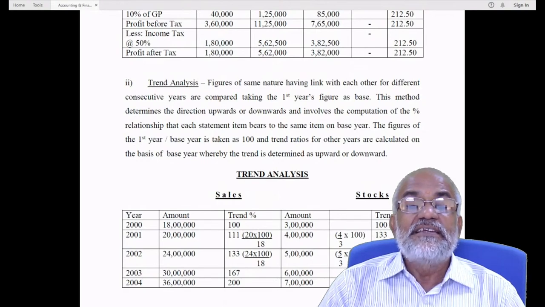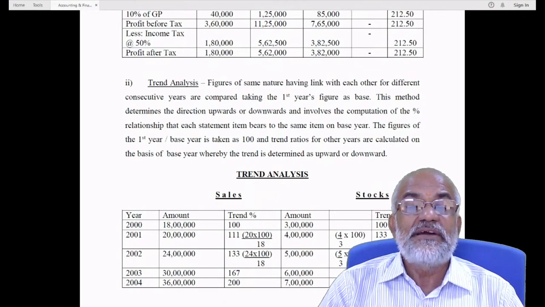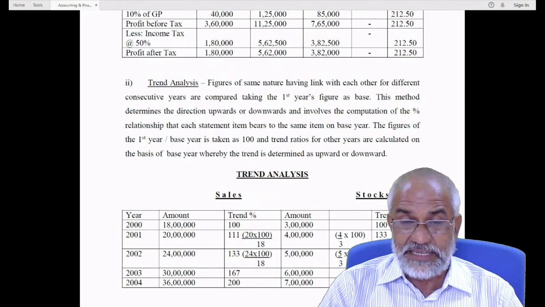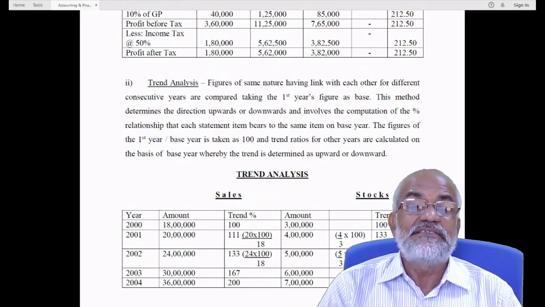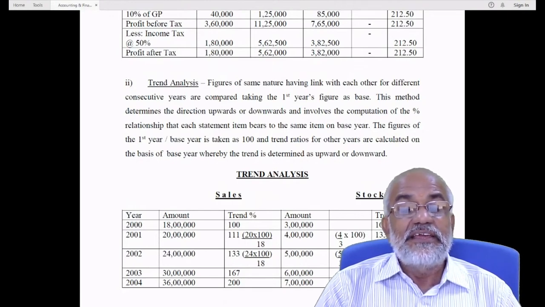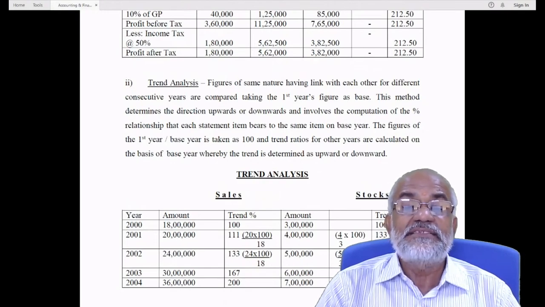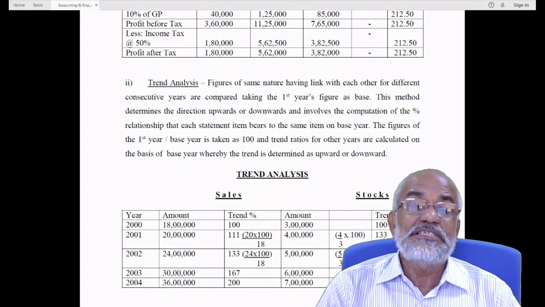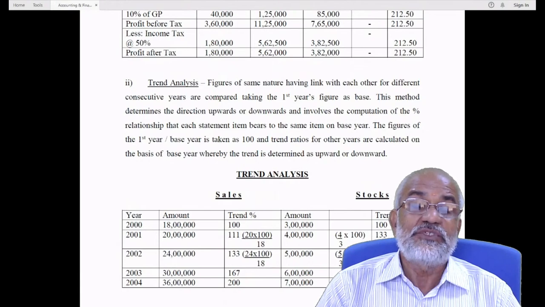So the trend is 111%. The calculation is 20 lakhs divided by 18 lakhs into 100. 20 lakhs is the sales during the next year, or the second year, in comparison to the base year of 18 lakhs, so it became 111% in comparison to 100% in the base year. Accordingly, for the year 2002, when the volume of sales is 24 lakhs, it is about 133% of sales in comparison to that of the base year, that is 2000.